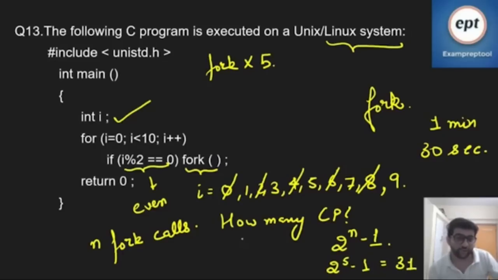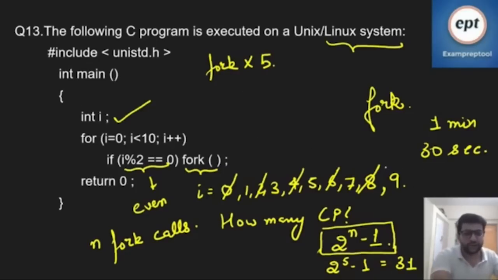And if the question was how many processes will be there, including the parent process, then it will be equal to 32, right? So just remember this formula. Just remember the formula for the number of child processes, right? And we can solve this problem easily in 30 seconds. Okay, so let's move on to the next question.